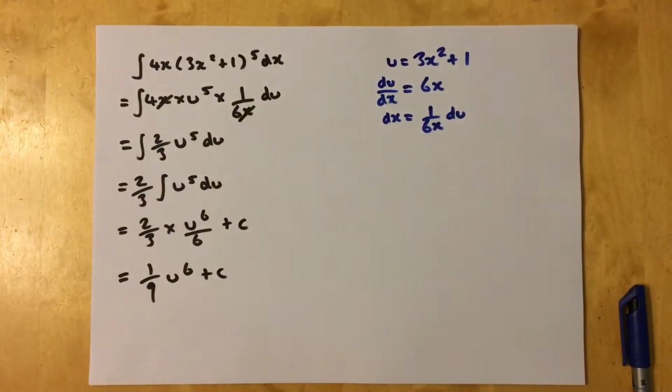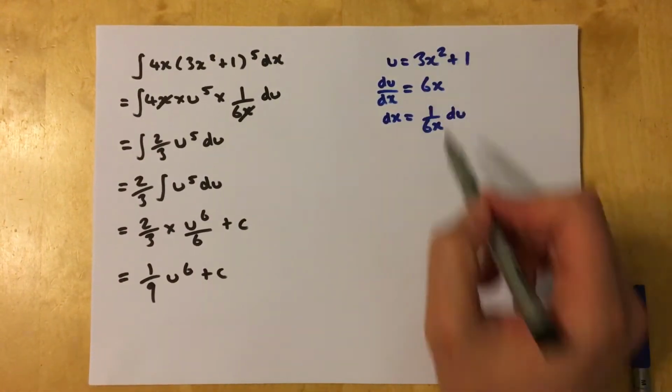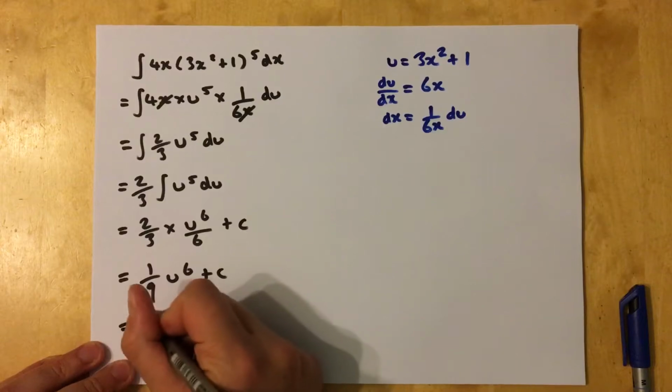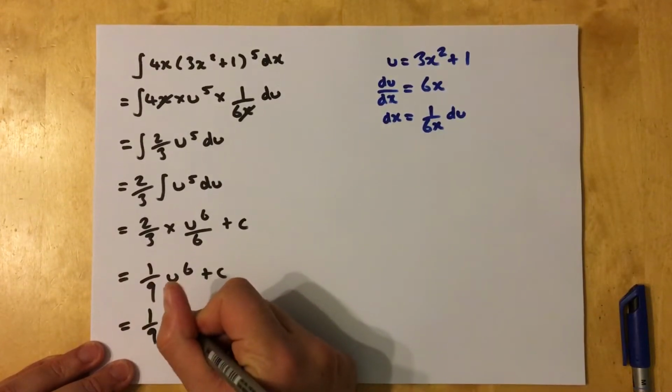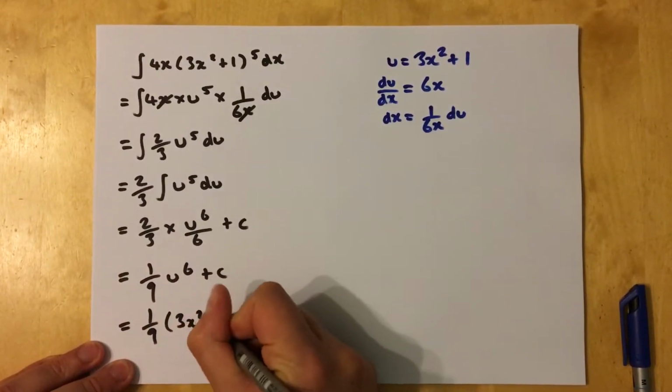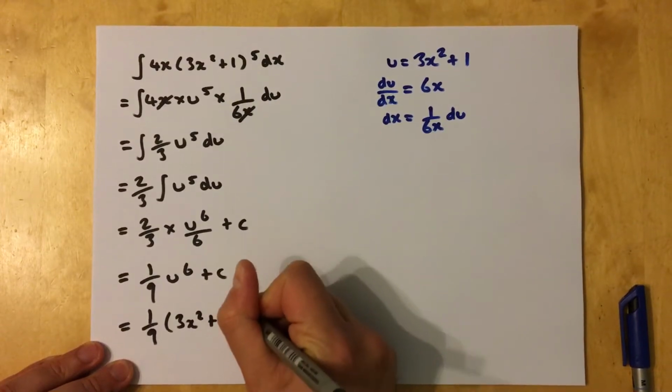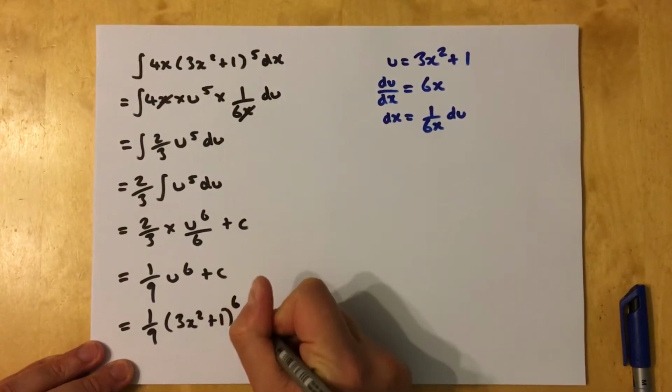So we get 1 over 9 u to the power of 6 plus c. Now the function we had was in terms of x. My integral happens to be in terms of u, so we now just replace u back with the 3x squared plus 1. So we end up with a 9th of 3x squared plus 1 to the power of 6, plus c.